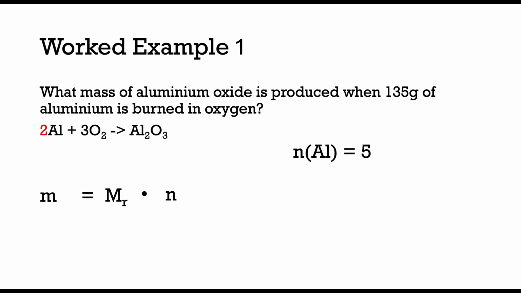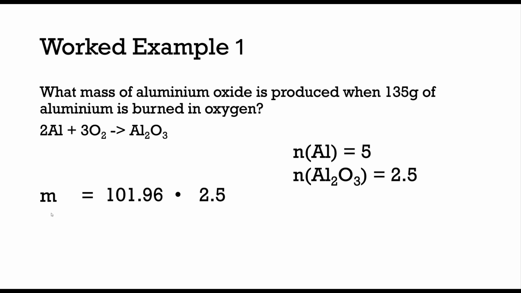Now an important thing to consider when doing these types of questions is the coefficient of these molecules, these products, reactants. So you can see there's a 2 here from the Al, but there's no coefficient of the aluminum oxide. And what this is saying is basically for every 2 parts of aluminum that you put in, you only get 1 part aluminum oxide out, which means that there are double the amount of moles of aluminum than there are aluminum oxide. This means that we can put the moles of aluminum oxide to be 5 over 2, which is 2.5.